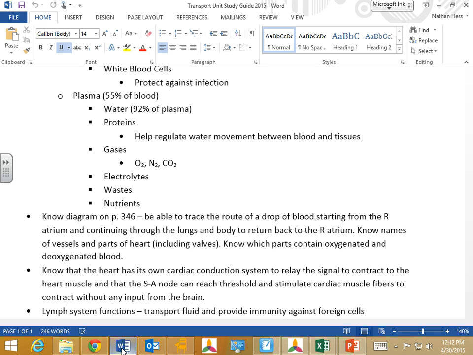Good. Red blood cells are what carry the oxygen. White blood cells attack the invaders, bacteria, infections, these kinds of things, right? The platelets are for clotting. They're incomplete cells. Plasma has the water, which is most of it, proteins, gases, electrolytes, wastes, nutrients. So there you go. In 2 minutes, that was yesterday's conversation.